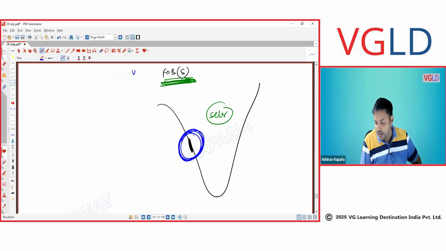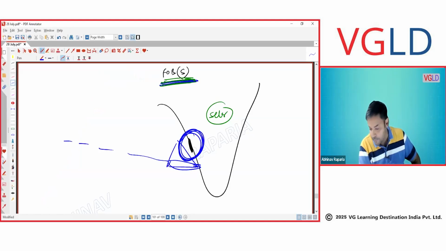FOB shipping means the moment you load it, you're not responsible after that. You put it on the ship, you're free. Then anything that happens in transit is not your problem. Is that okay? That means whose inventory is that? The seller's inventory or the buyer's inventory? Buyer's. Is the point clear? Any doubt here?